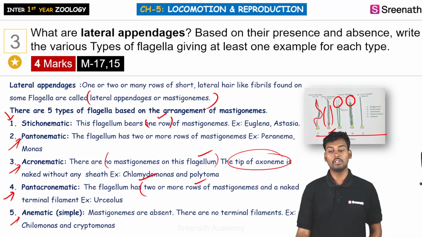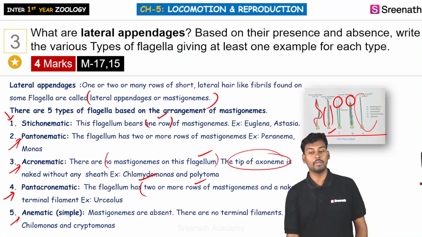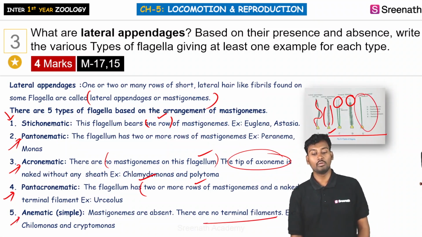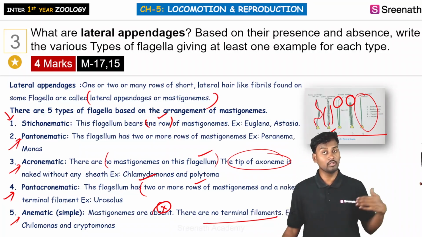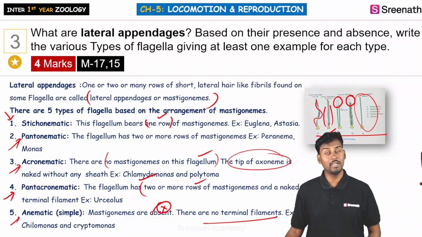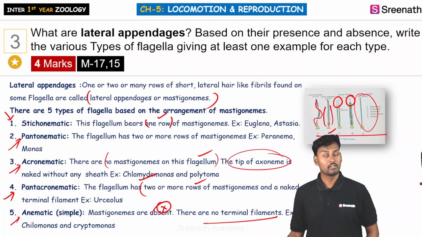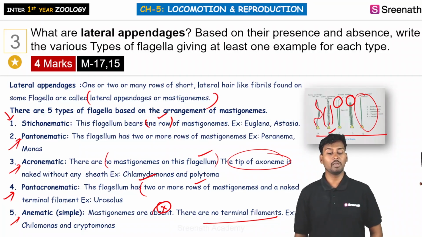This is a simple type where no lateral appendages are present, that is, mastigonemes are absent, and there is not even a terminal filament, because the entire flagellar filament is void of this kind of lateral appendage. So there is specifically no terminal filament. Example: Cryptomonas.